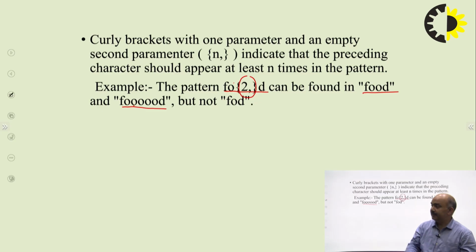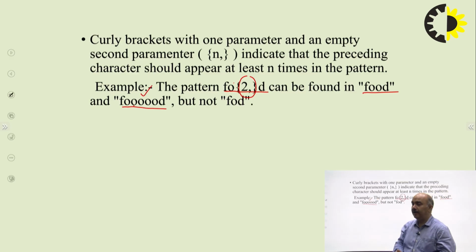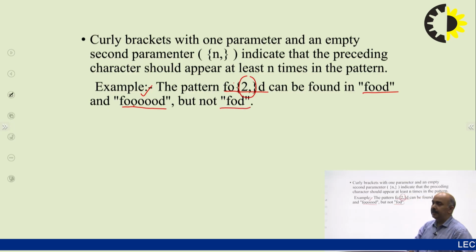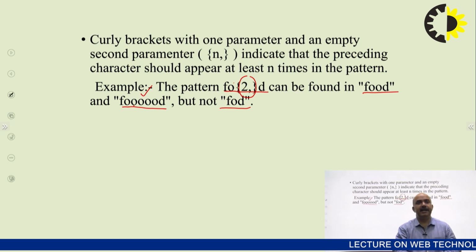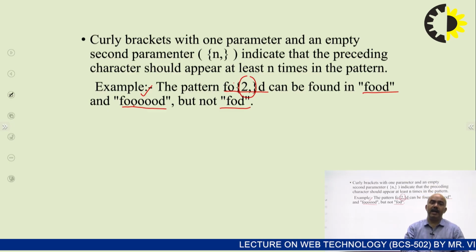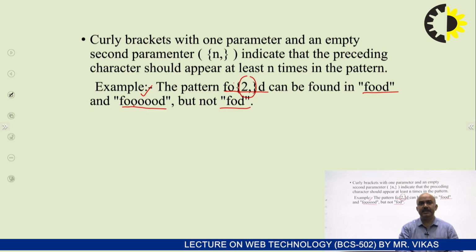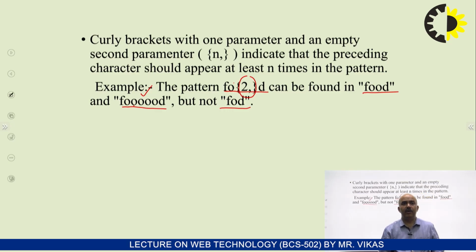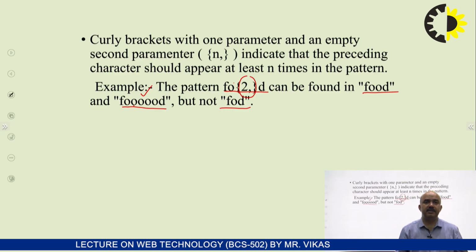So this again follows the rules of the curly bracket, where one parameter is given and the other is empty. This is acceptable in this case, but not acceptable here, because the character does not appear at least n times. Only 1 time is appearing. So if we say 2 times or more than 2 times, then yes, it follows the pattern and the string is acceptable.